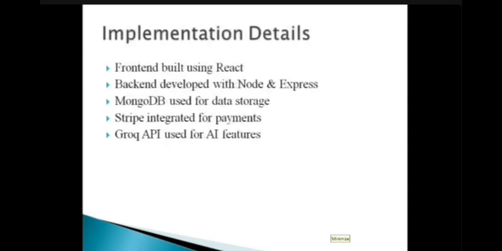In the next slide, implementation details. In slide 9, you can see the technology details. This slide explains how the system is implemented using different technologies. The front end is built using React, which handles the user interface. The back end is developed using Node.js and Express, which manage server logic and APIs. MongoDB is used to store all application data such as users and orders.